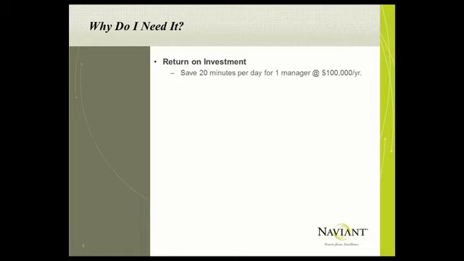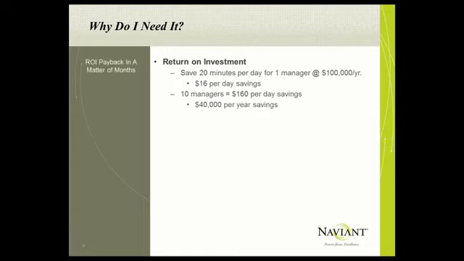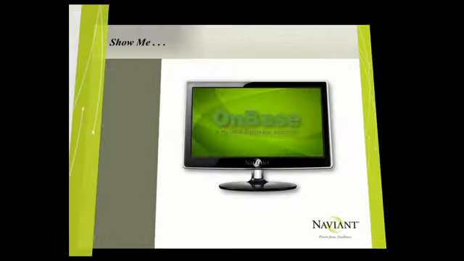If you can save a manager 20 minutes per day by giving them that mobile access instead of finding their laptop or dealing with phone calls or whatever the case may be, for one manager, assuming that they make $100,000 a year, you're going to save them about $16 in productivity per day. Now extend that across all of your different managers that are out there. Just 10 managers, it's $160 per day. That effectively is $40,000 a year of productivity savings. You'll see on a later slide the pricing for OnBase and the mobile platforms. It's really just $5,000 per platform, so you can see that it's just a matter of months that you get a payback on your return on investment.